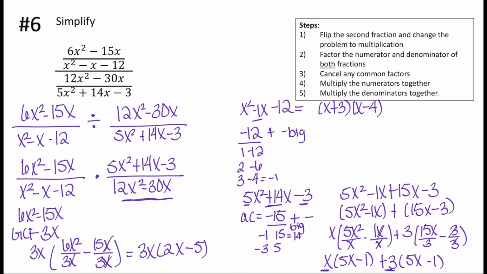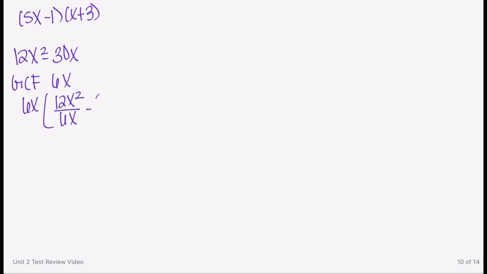So now all we have left to do is factor the second denominator right here, that 12x squared minus 30x. Let's go ahead and factor that. Notice that these two terms have a GCF, so I can factor a 6 and an x out of both terms. If I factor out 6x, I have 12x squared over 6x minus 30x over 6x. So when I factor these out, I have 6x times 12 over 6, which is 2, and x squared over x, which is x. And then minus 30 over 6, which is 5, and then x and x cancel each other out.